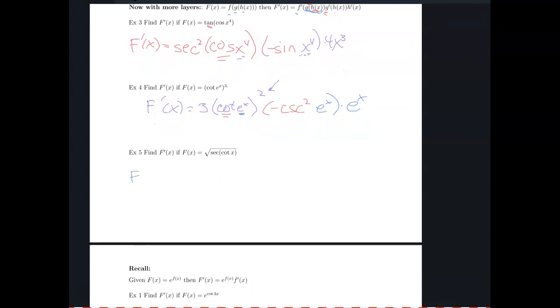All right, so this one here, the most outside thing happening is the square root. So that's a 1/2 power. So I'm going to do 1/2, negative 1/2, and carry this secant of cotangent along. Next I take the derivative of secant, which is secant tangent, and then I carry this angle along. So it's cotangent of x, cotangent of x. Those are the angles inside of the secant and tangent. Now I'm going to multiply by the derivative of that angle. So that's negative cosecant squared.